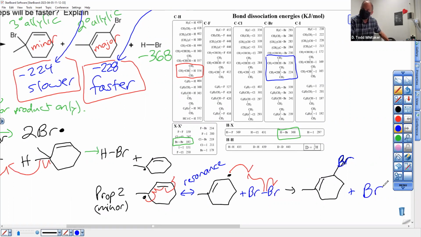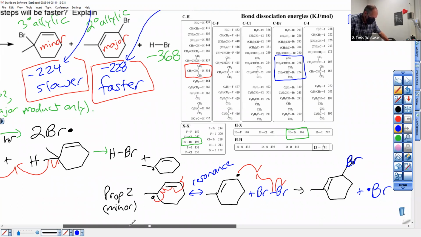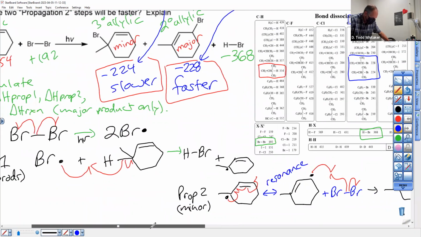Br radical. That's what you must use in the next step. Oh, wait, we're finished. That prop 2 is done. Prop 1 is the same for both. Prop 2 for the other product is just the unresonated version of the same radical. How do you know? Look at the product.